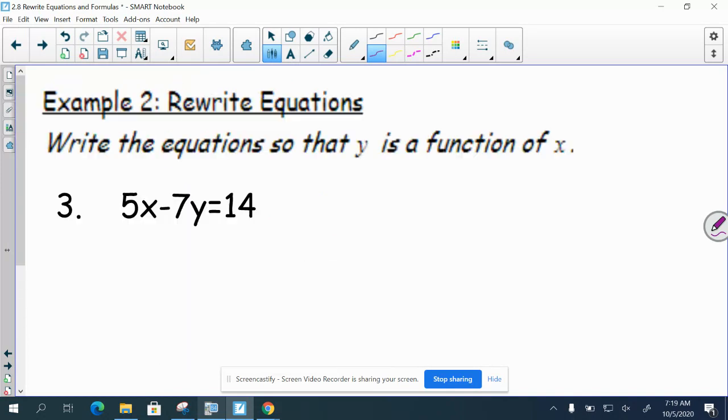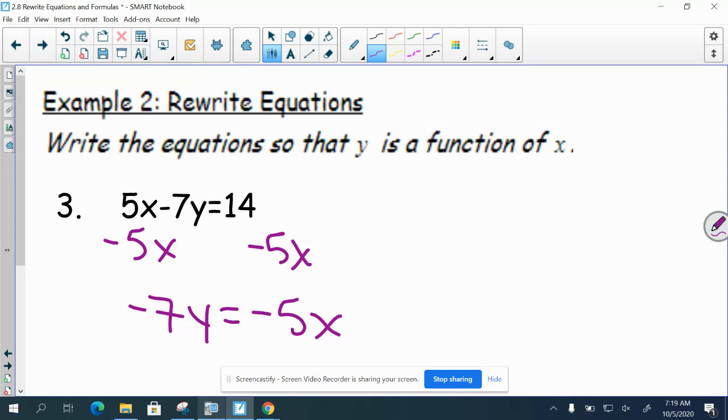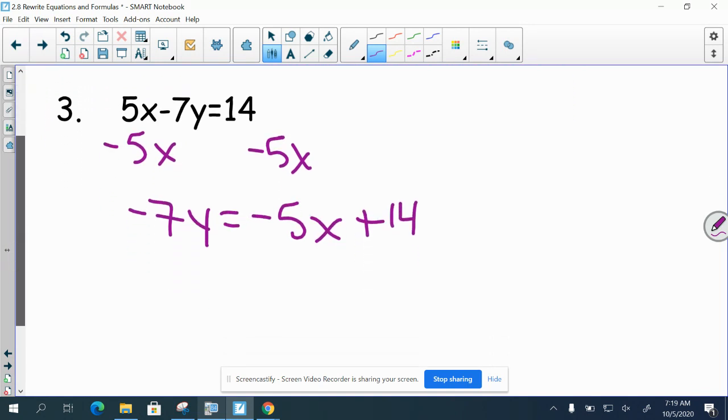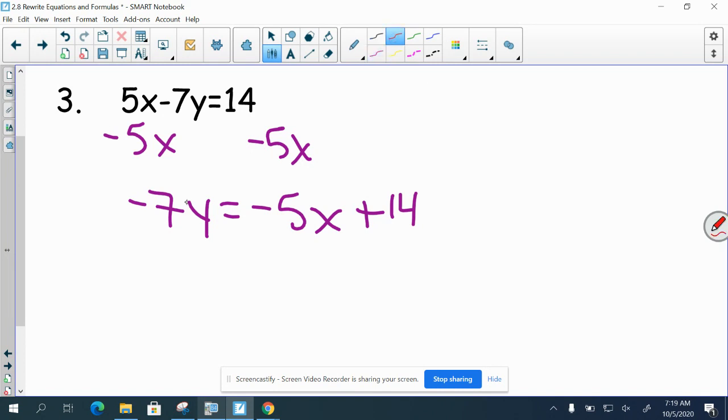All right, number 3. So same thing. So we'll subtract the 5x over. And then careful, because you have negative 7y. So negative 7y equals, we write the negative 5x first, and then plus the constant. And then we're dividing by negative 7. Divide everything by negative 7, divide by negative 7, divide by negative 7.